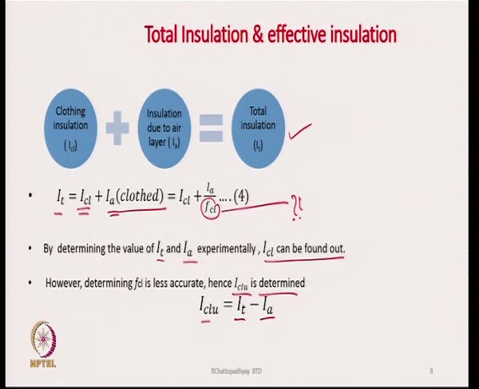So, the formula which is there is an empirical formula and therefore not always very accurate. If you ignore that, then I T becomes I C L plus I A. Then what is I C L? It will be I T minus I A, but because I am not taking into account the epsilon value, we call it not I C L but I C L U, I clue. So, I clue is the insulation value, the total value of the clothing when the epsilon is not taken into account.